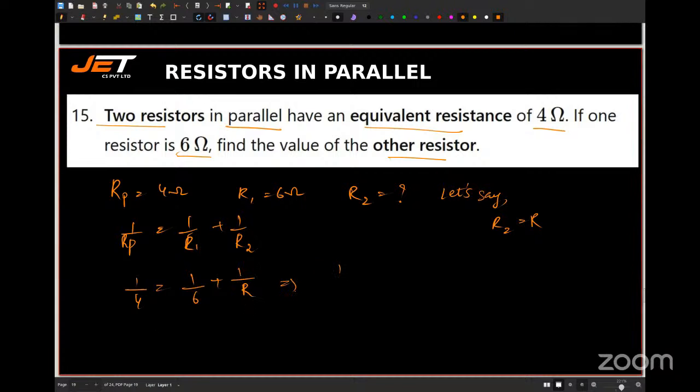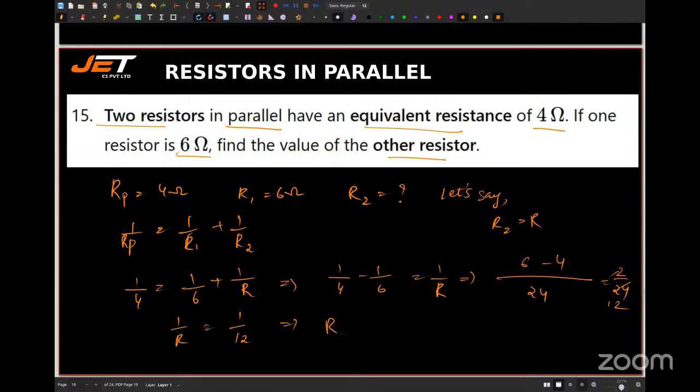So what do you do? 1 by 4 minus 1 by 6 is equal to 1 by R. So how do you do it? What is common between 6 and 4? It is 24. 6 minus 4 is 2 by 24. So 1 by R is equal to 2 by 24, that is, 1 by 12, and R will be equal to 12 ohms.